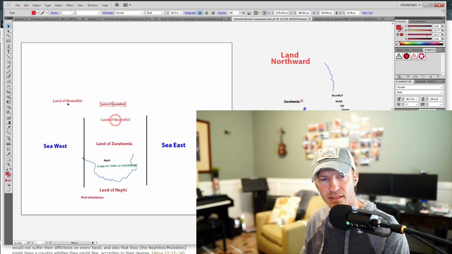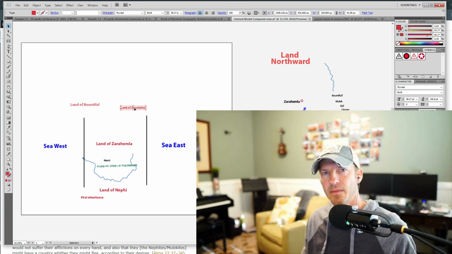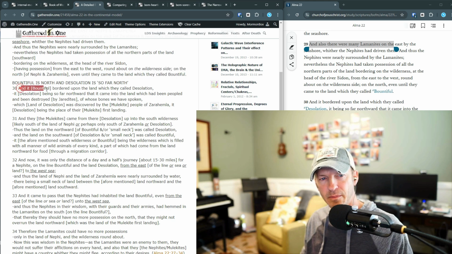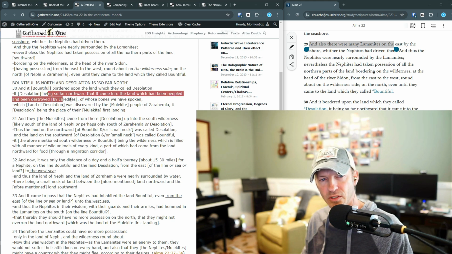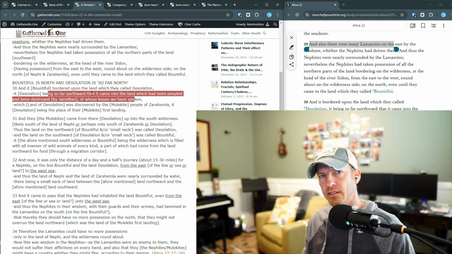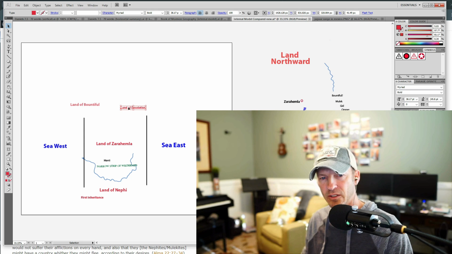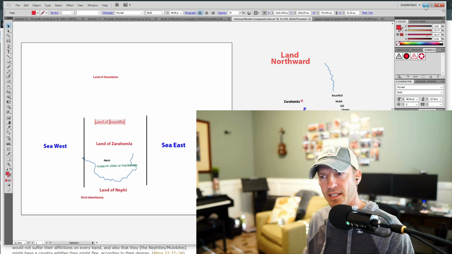Is it maybe like Bountiful is next to Desolation, Bountiful is above Desolation? Let's keep reading and see if we can find out, right? Okay, and it, Bountiful, bordered upon the land that they call Desolation. Now we're talking about Desolation, being so far northward that it came to the land that had been peopled and destroyed by the Jaredites, obviously, right? Whose bones we have spoken of. So Desolation is so far northward. So we're going to really quick just make sure that we have Desolation so far northward. It never talks about Bountiful as being so far northward, only Desolation.